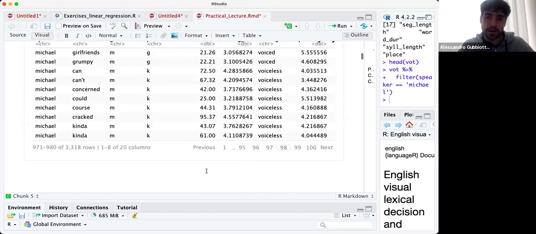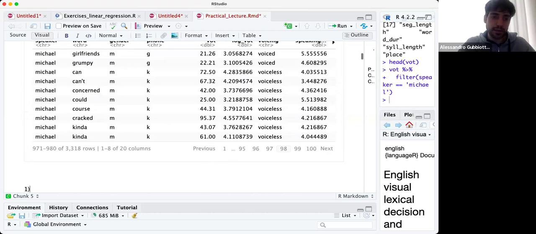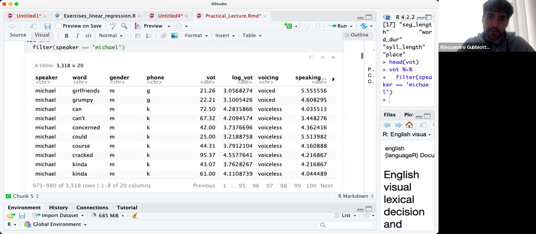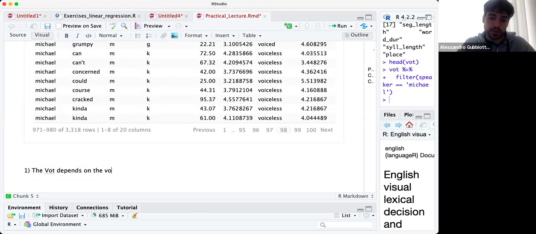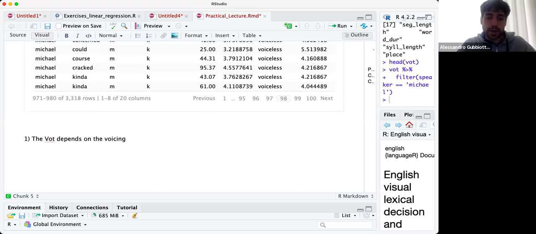So how can we do it? The first thing to test is whether the vocal onset time depends on the voicing parameter, the voicing feature. So let's test it. What is the regression model now?